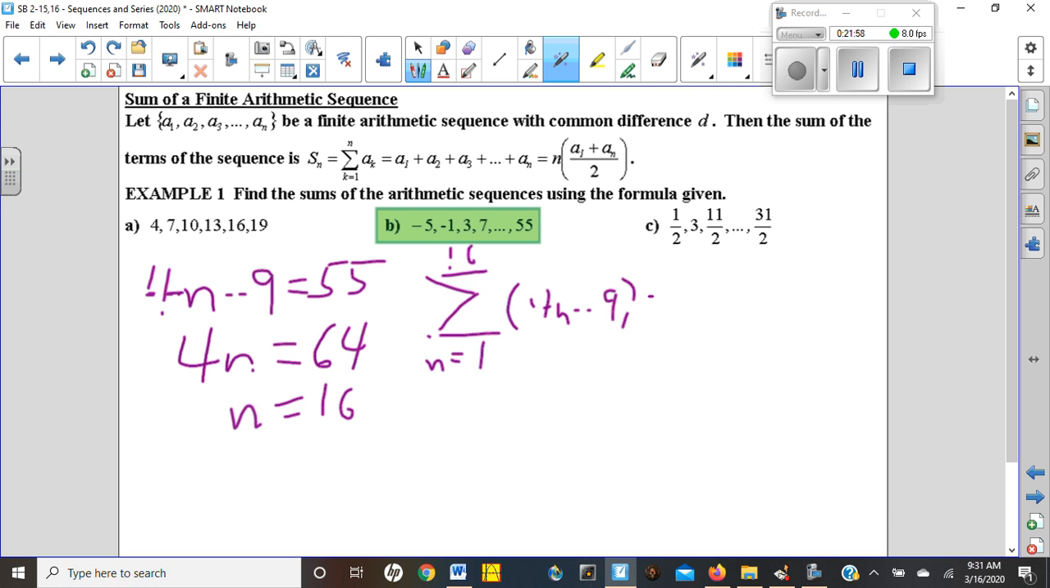And that is going to be 16 terms multiplied by the first term. Oops. Make an adjustment. I was going back to the first series. Sorry about that.